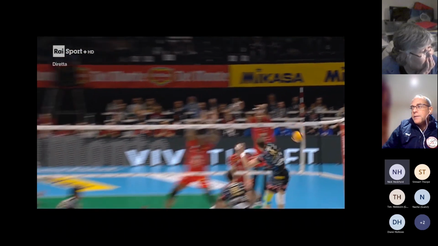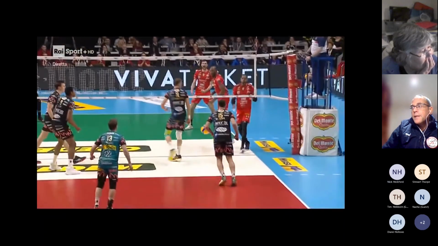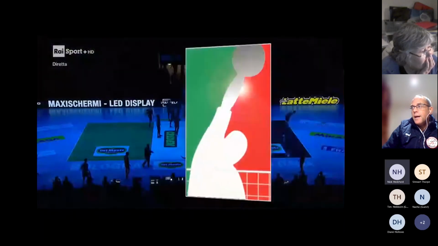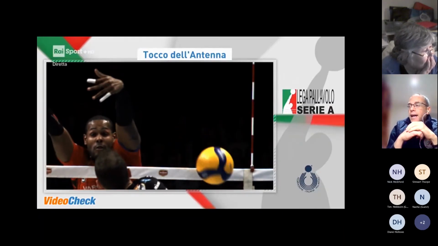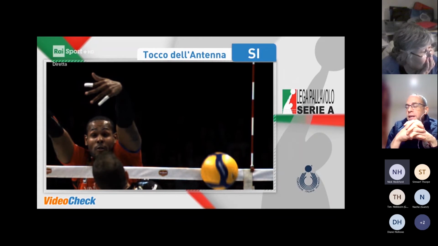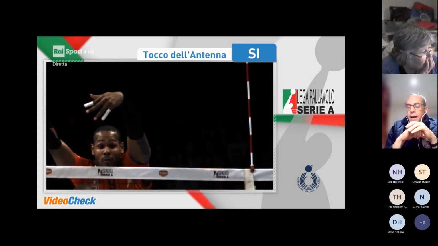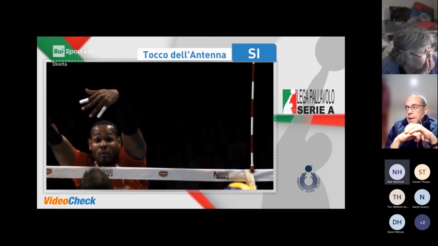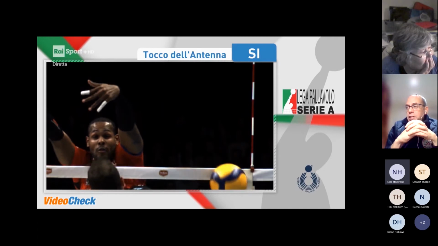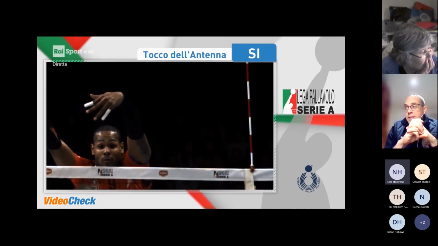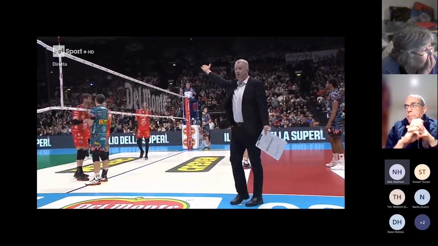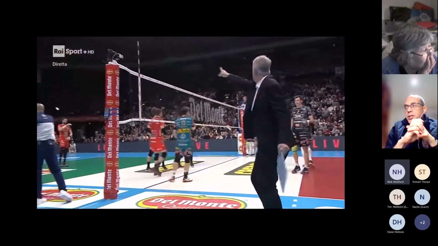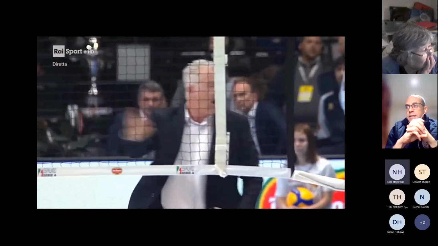Now the team in black have challenged the decision of ball in, and their argument is that whilst the ball hit the sideband, it changed direction, and in order for it to change direction, it must have hit the antenna. And this is the case whereby the sideband is okay, but if it changes direction, i.e. it must have hit the antenna.